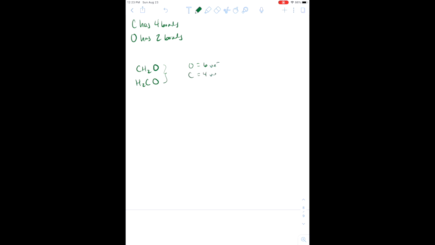So oxygen has 6 valence electrons, carbon has 4, and hydrogen brings in 1, but we've got 2 of them, so that gives us a total of 12 valence electrons to make this particular molecule. Now, carbon is the central atom. We'll draw bonds to each of the rest of the atoms, and that uses up 6.